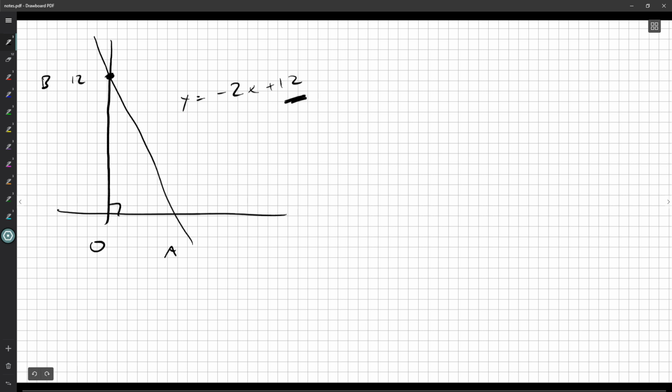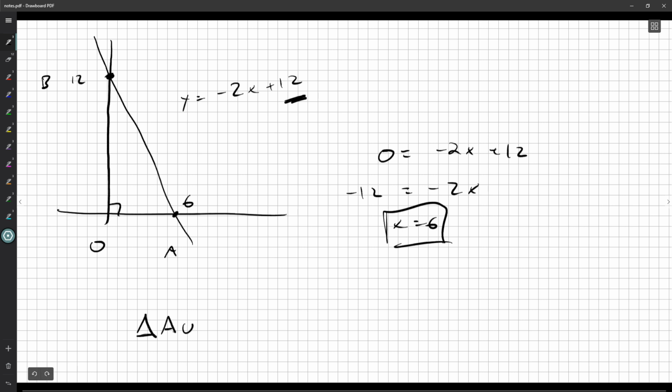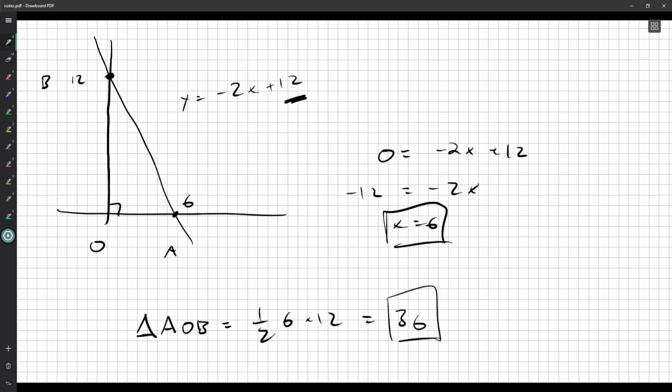Well, it's on the x-axis, and that's when the y-coordinate is 0. So I'll just rearrange, and you can see x is going to have to be 6. So 6, 0 is the x-intercept, 0, 12 is the y-intercept, but we just care about the area. 1/2 base of 6 times height of 12, 1/2 of 72, 36. So the area is 36, and that's really all we need to do.